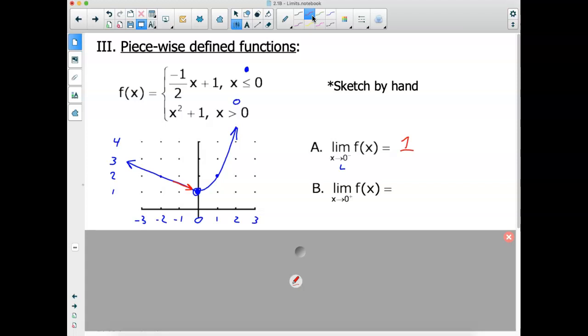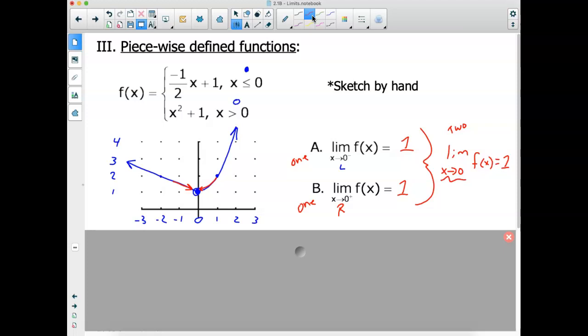How about as I'm approaching 0 from the right side? Looks like I'm approaching 1. I'm getting closer and closer and closer to that, okay? What does this mean? The left limit equals the right limit. This means the limit as x approaches 0 of f of x equals 1, okay? Just trying to point out, dictate, one-sided, two-sided via the notation that we have going on there, okay?